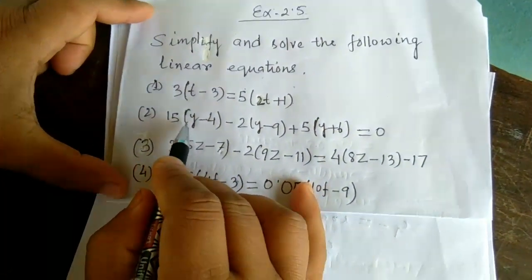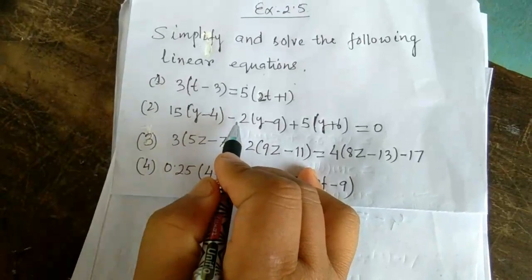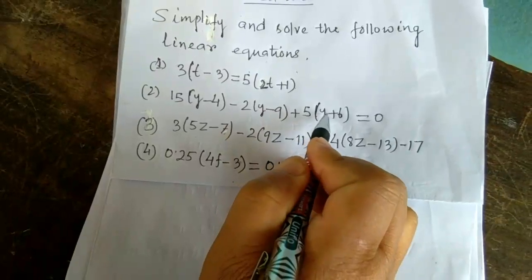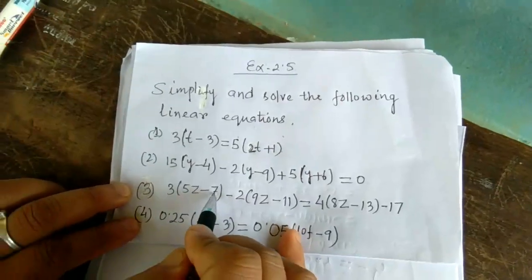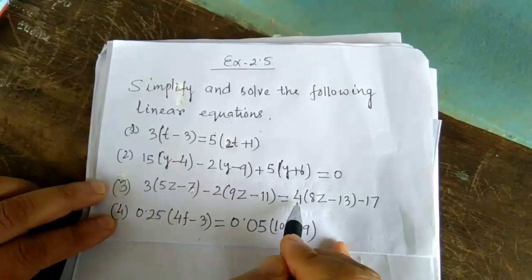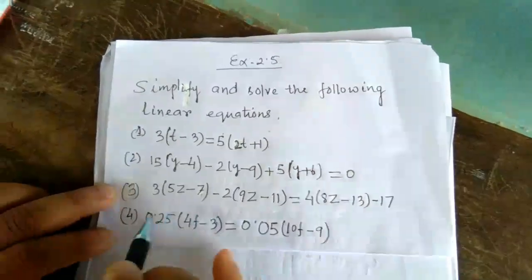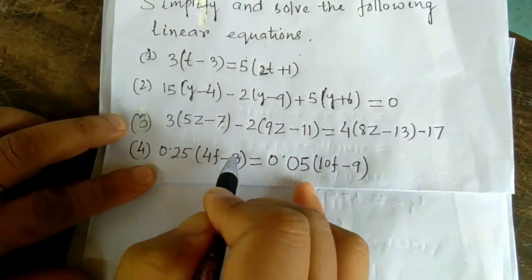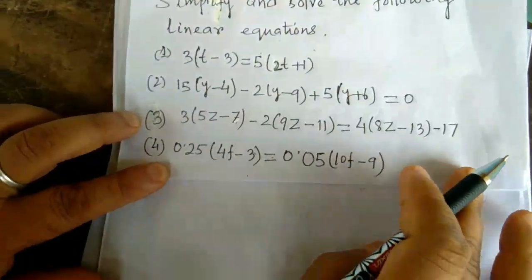Number 2: 15(y − 4) − 2(y − 9) + 5(y + 6) = 0. Number 3: 3(5z − 7) − 2(9z − 11) = 4(8z − 13) − 17. Number 4: 0.25(4f − 3) = 0.05(10f − 9). So these are the questions.